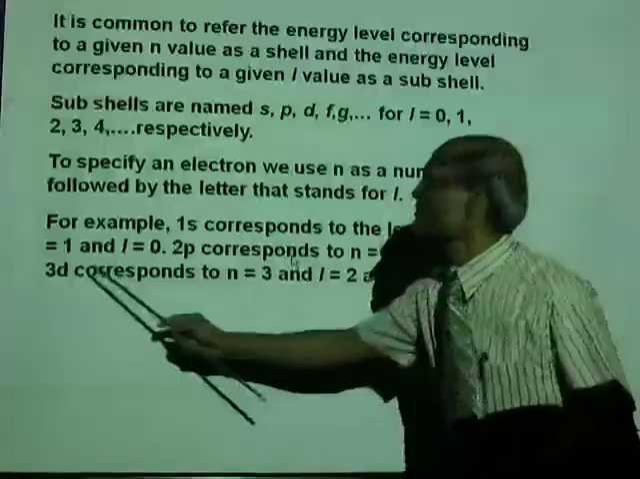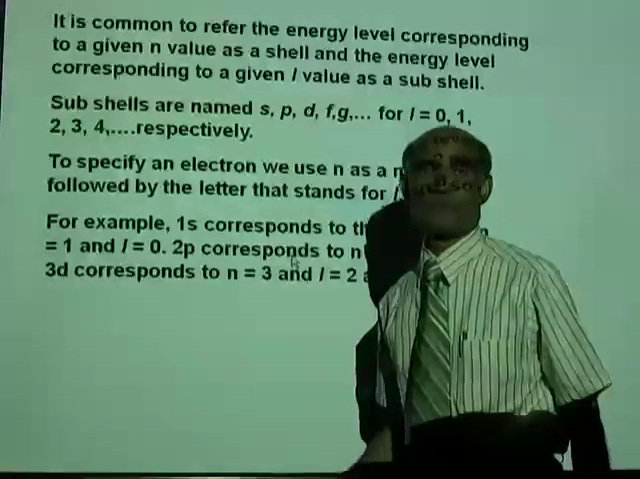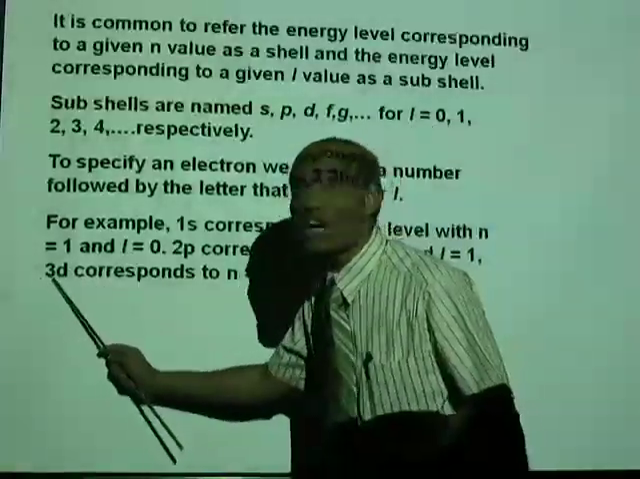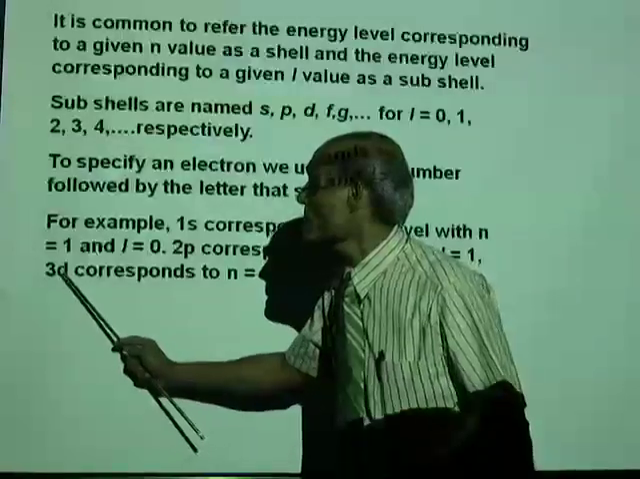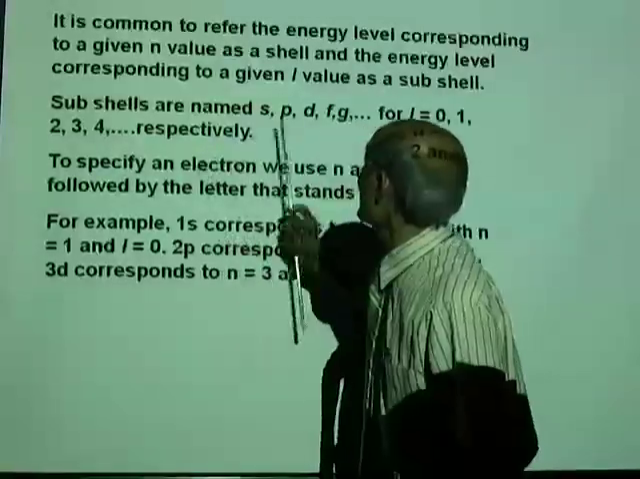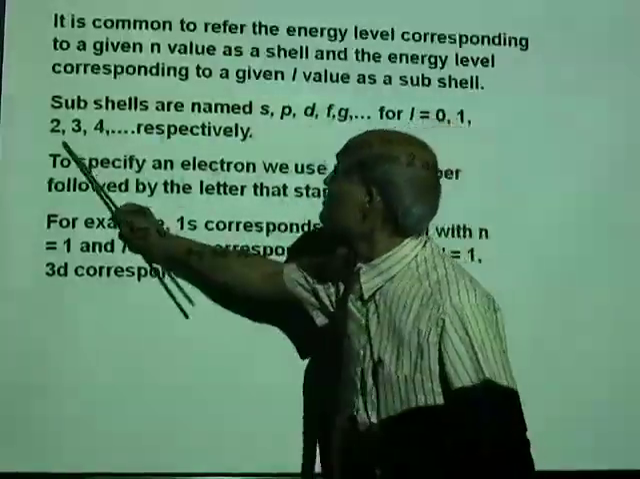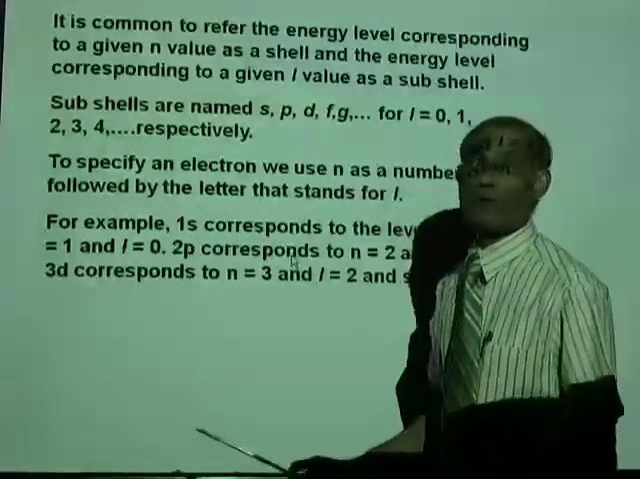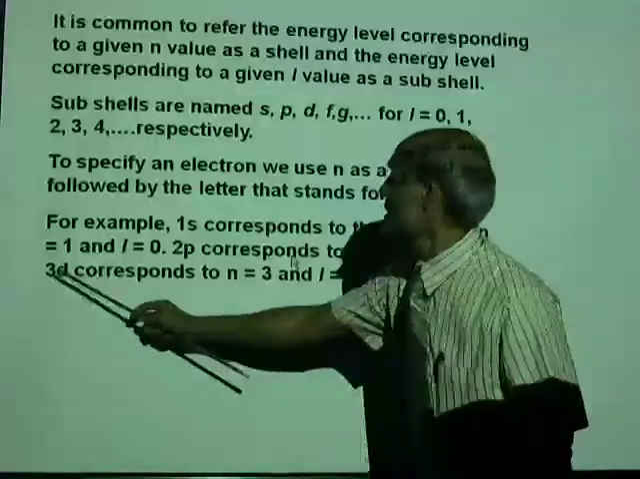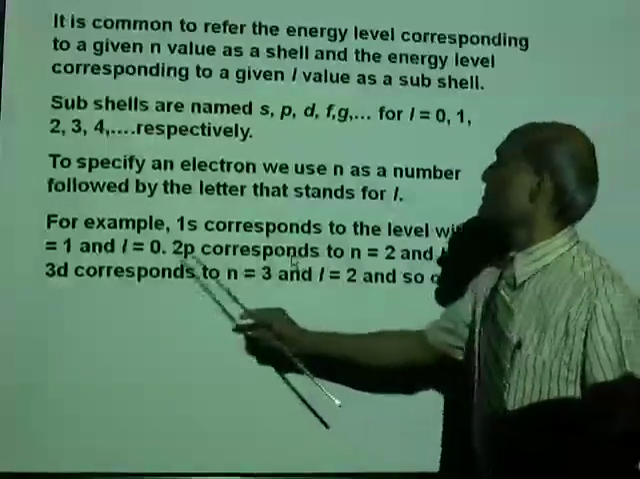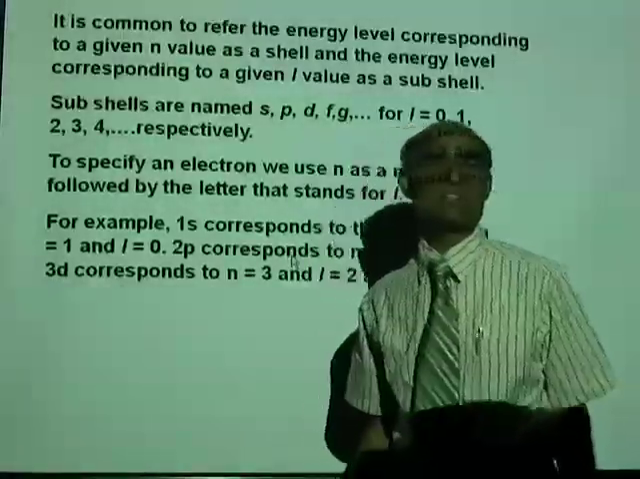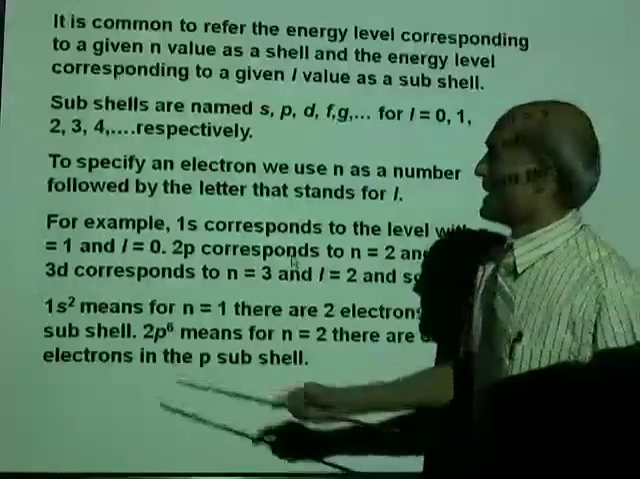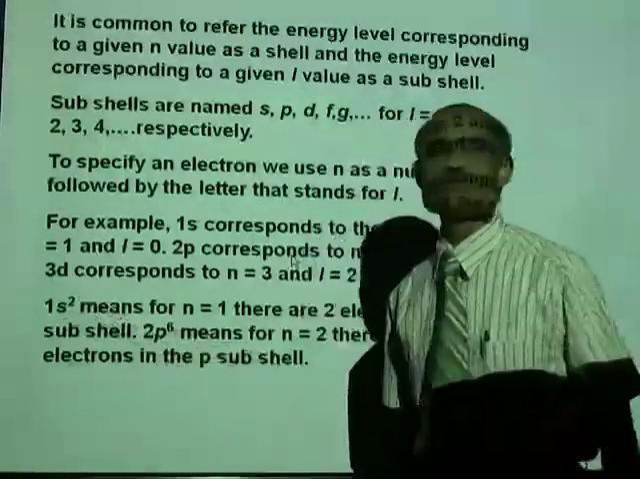Now, how about the 3d? 3d corresponds to the third shell, n equal to 3, and its subshell corresponds to L equal to 2. So n equal to 3 and L equal to 2 is a 3d address. Now, what does 1s2 mean?